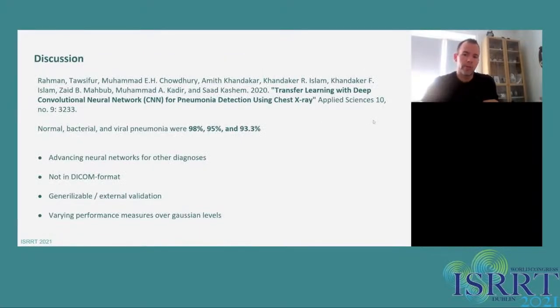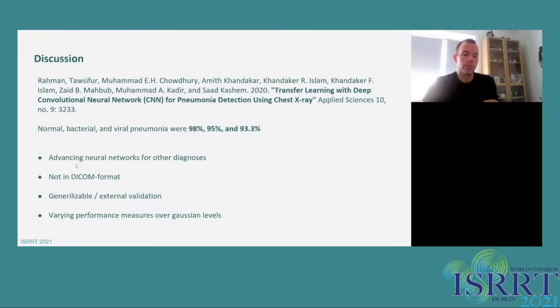So current research has shown that we can train neural networks with very high accuracies for detecting pneumonia on chest X-rays. There's a high accuracy of 95% and 93.3% for the 2 diseases. But now we have tried to add image noise. But we also need to advance our neural networks for other diagnoses than for the viral and bacterial pneumonia.